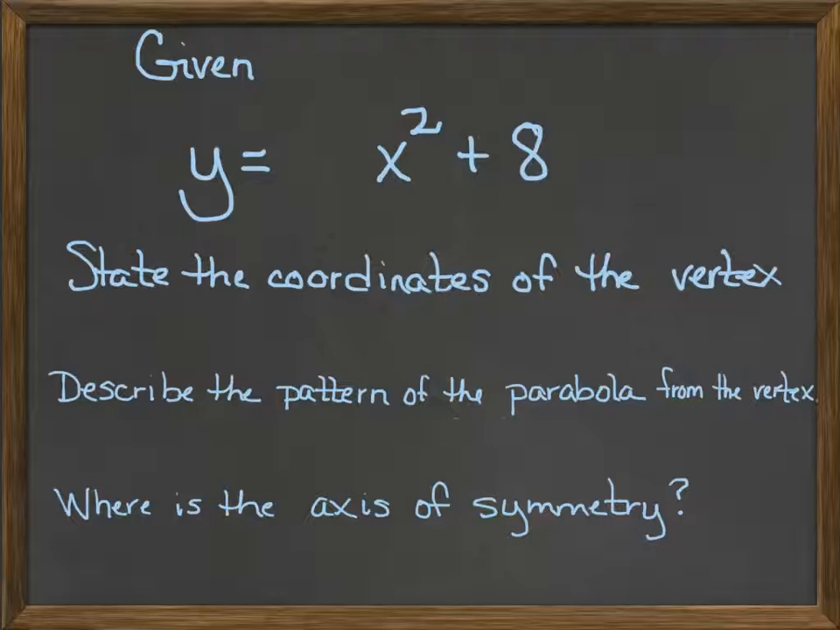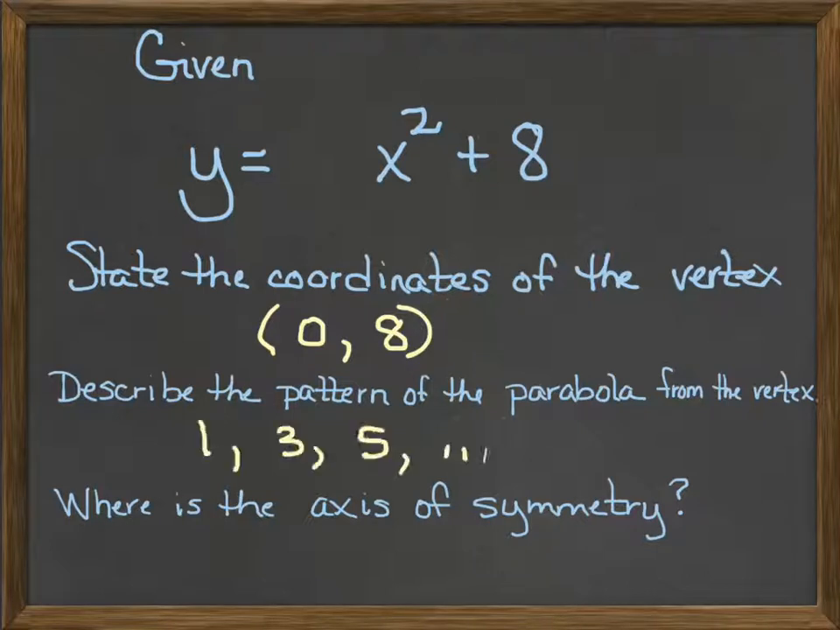State the coordinates of the vertex. This one is a little tricky. We're missing the h value. So the coordinates are going to be 0, 8. The pattern, since a is 1, is over 1, up 1, over 1, up 3, over 1, up 5, so on and so forth. The axis of symmetry is the x-coordinate, so it's x equals 0.